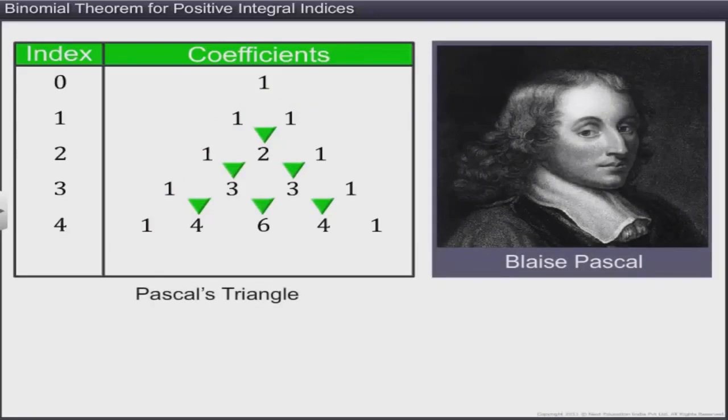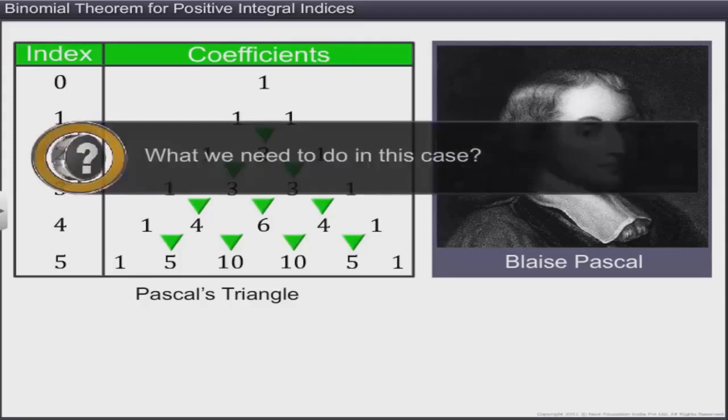Using Pascal's triangle, we can write the coefficients of the expansions of binomials with higher powers also. The coefficients of expansion of the binomial with the power 5 are 1, 5, 10, 10, 5, and 1. However, when the power of a binomial is very big, then writing the coefficients in Pascal's triangle is a lengthy process. What do we need to do in such a case?